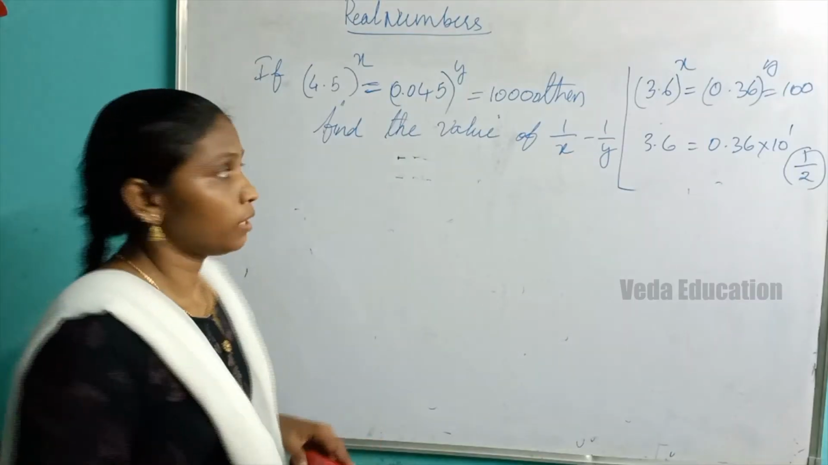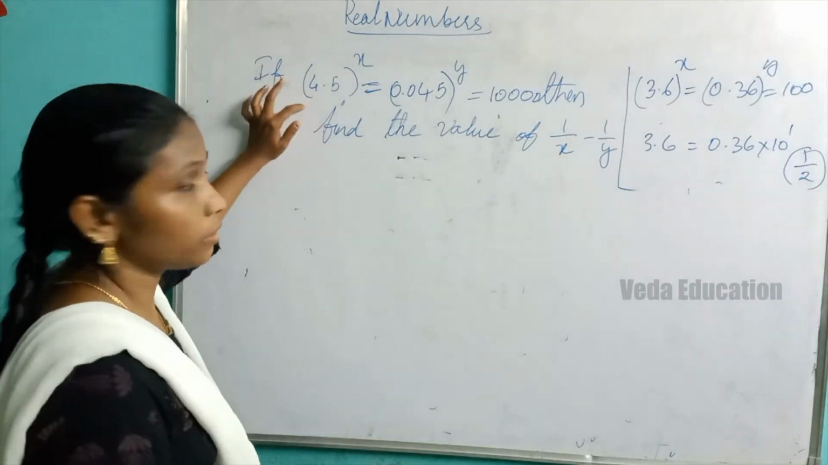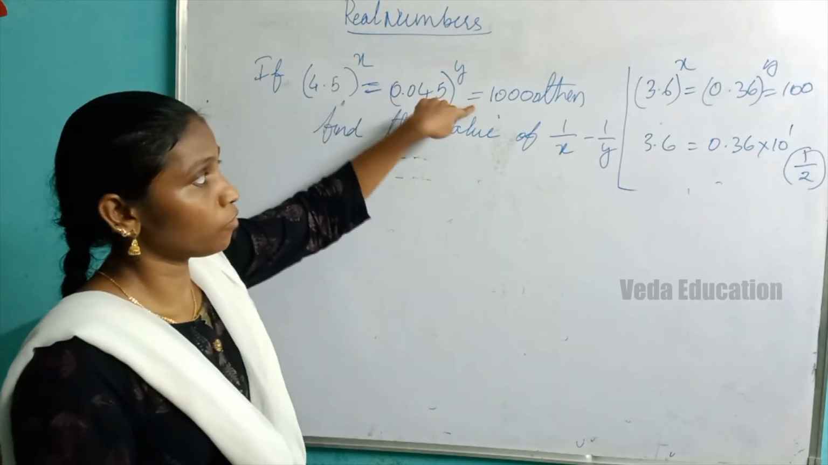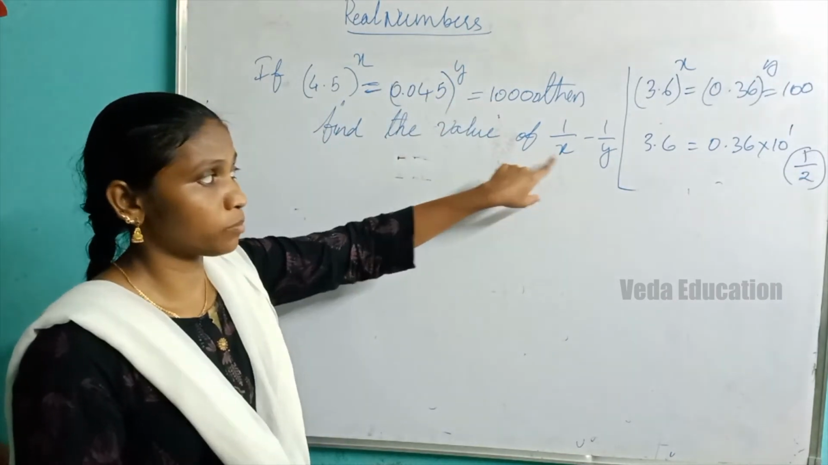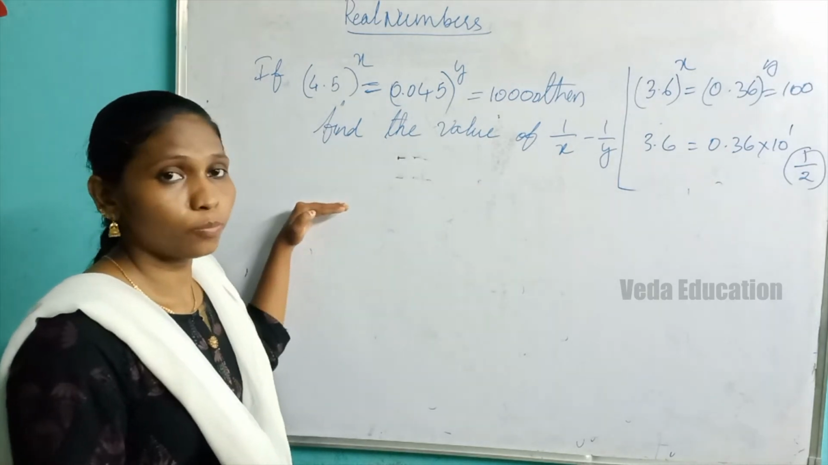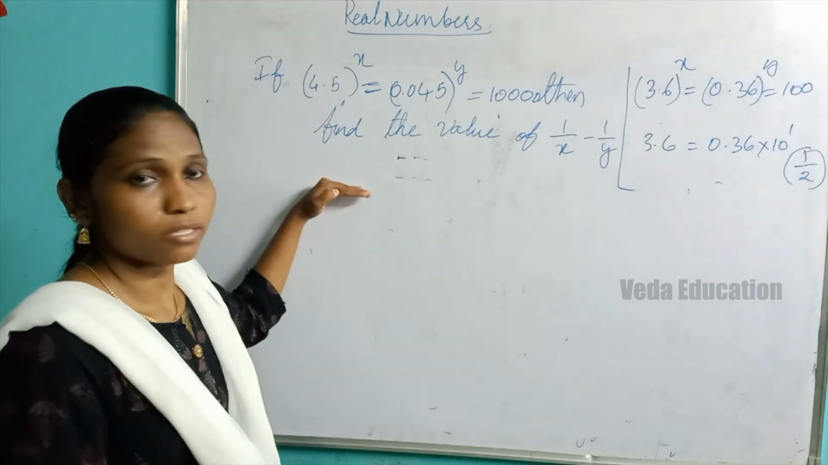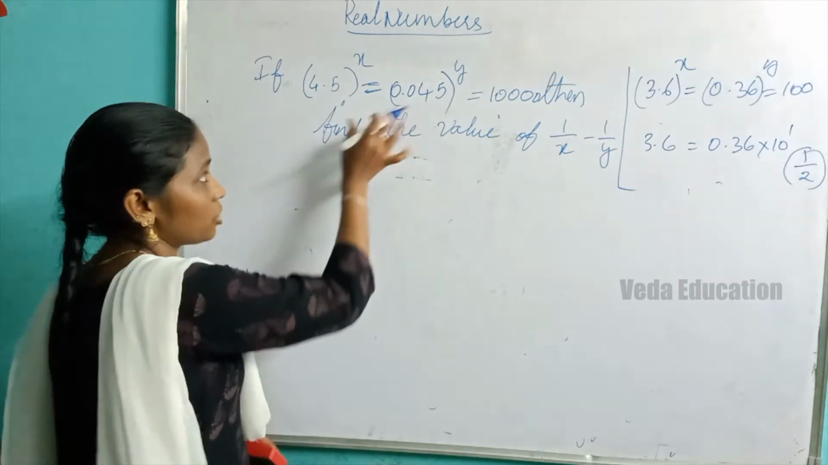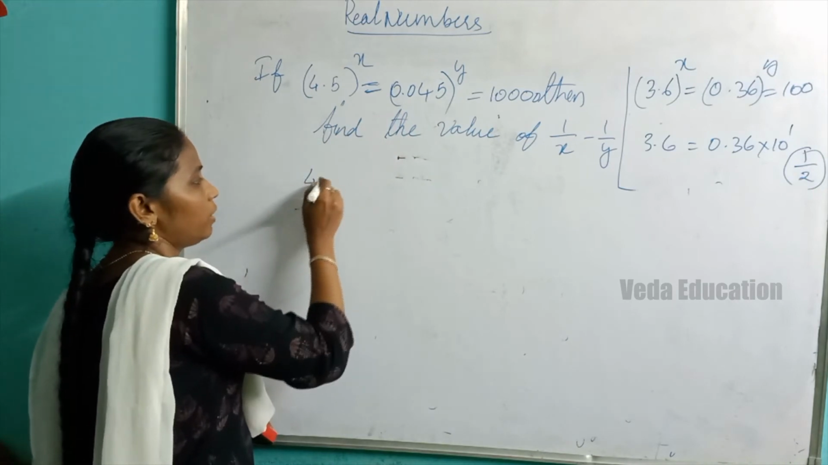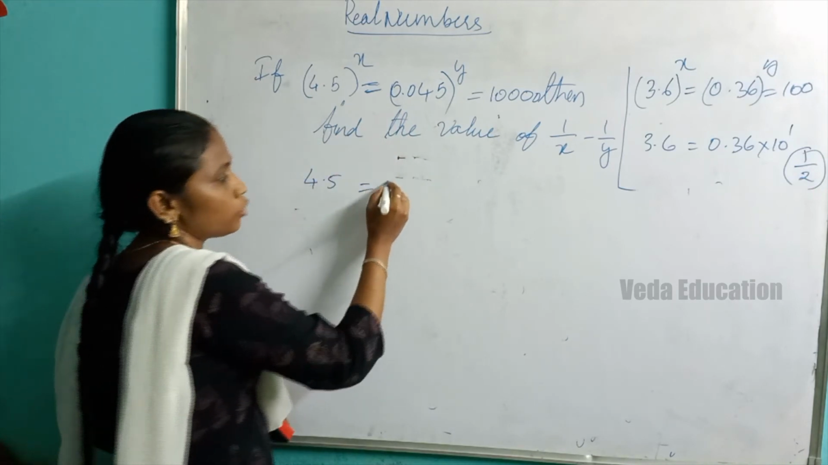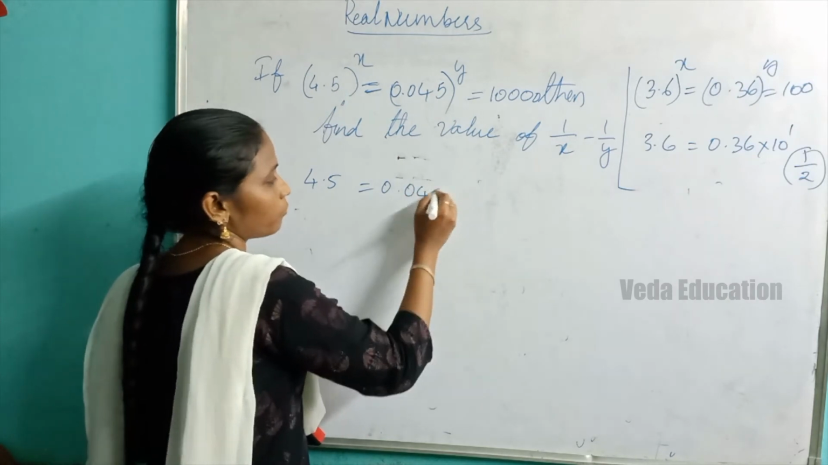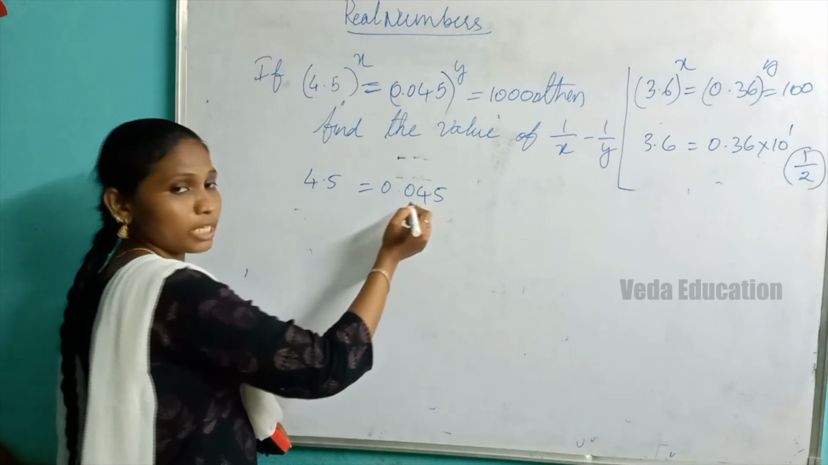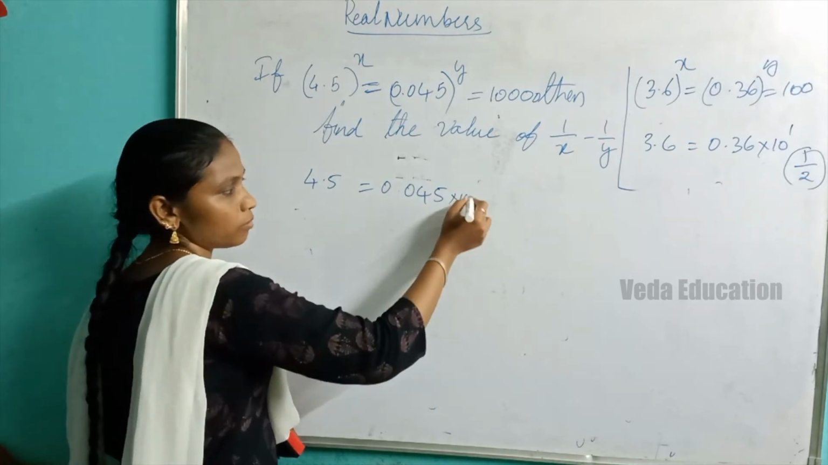Okay? Now look at here. The given question is 4.5 to the power of x equal to 0.045 to the power of y equal to 10,000. Okay? They asked to find 1 by x minus 1 by y. If they ask in an objective question, how to solve this without doing the process. Now look here, we simply remember the relation of the given numbers 4.5 and 0.045. To get 4.5, how much do we multiply? 2 digits, the decimal point should be moved. So we should multiply by 100.